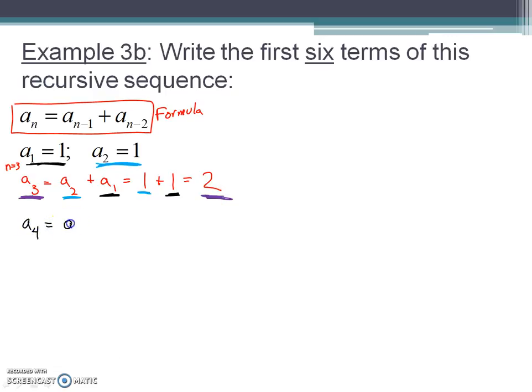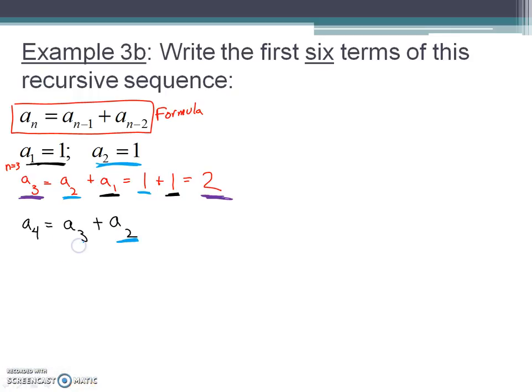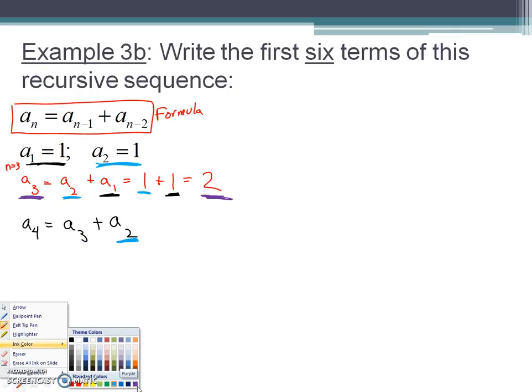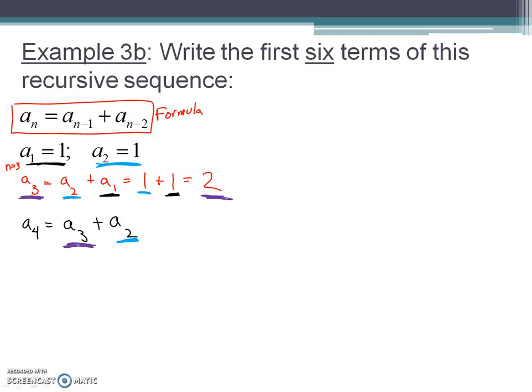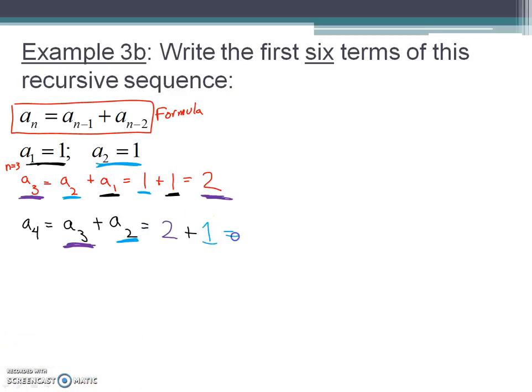The fourth term is the previous term plus 2 terms ago. So I need a sub 2, and I need a sub 3. And that will give us 2 plus, in this case, 1, and that'll be 3. So that's the fourth term. And I think you get the idea.